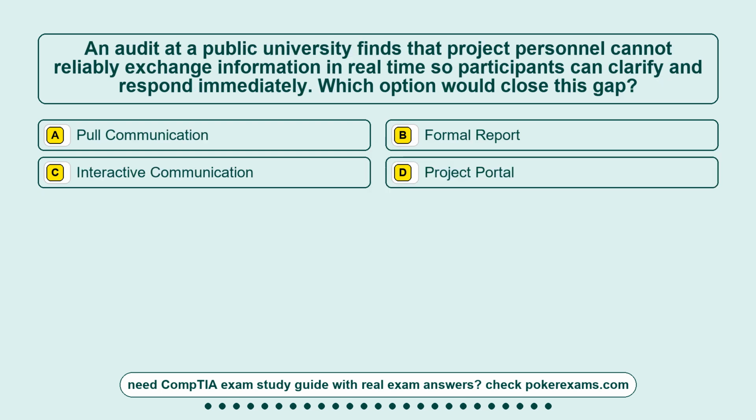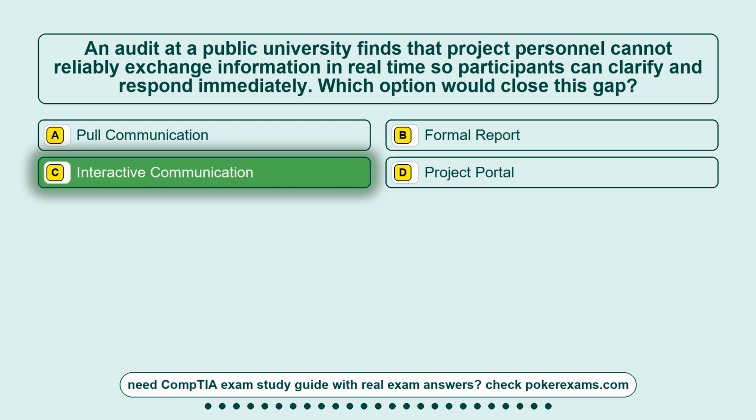Question 12. An audit at a public university finds that project personnel cannot reliably exchange information in real time so participants can clarify and respond immediately. Which option would close this gap? Option A, pull communication. Option B, formal report. Option C, interactive communication. Option D, project portal. The correct answer is option C, interactive communication.